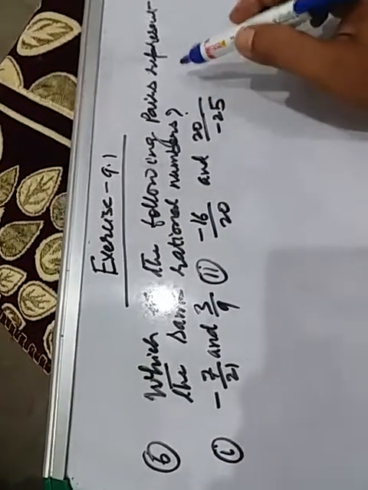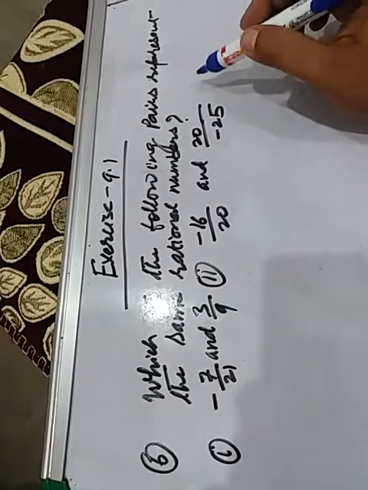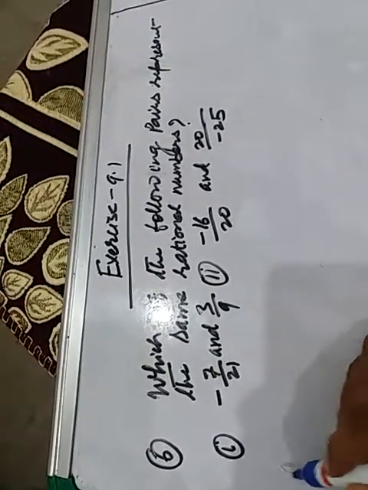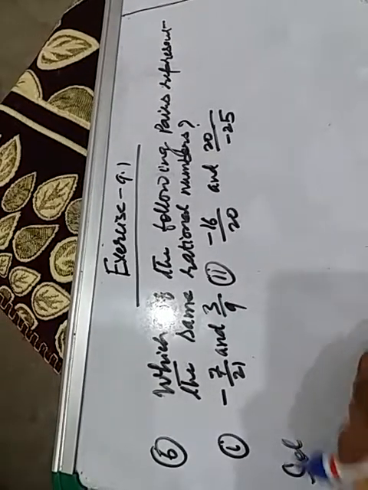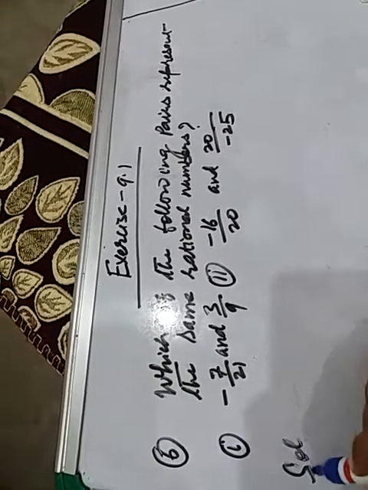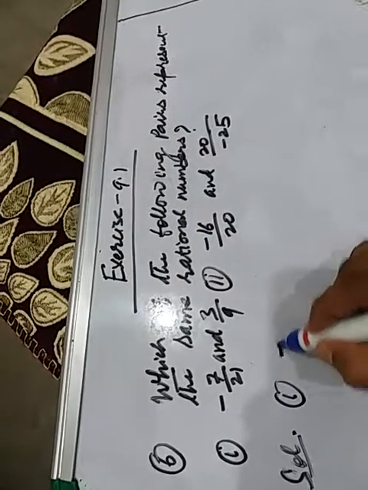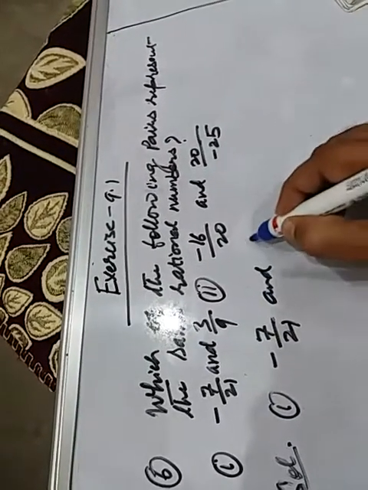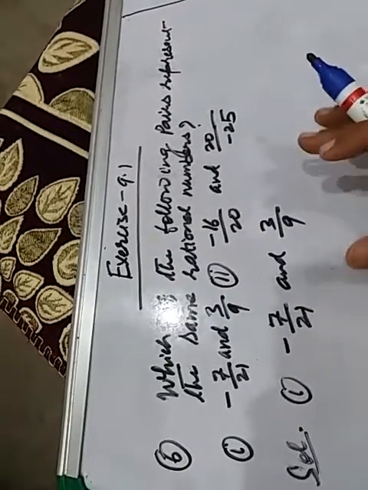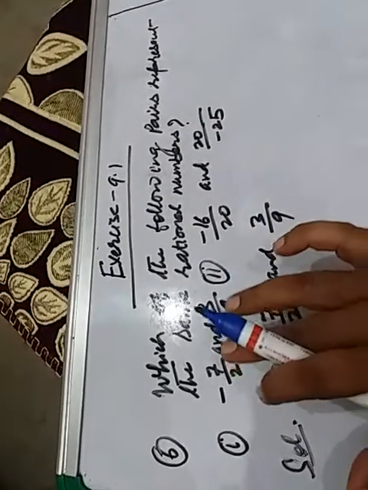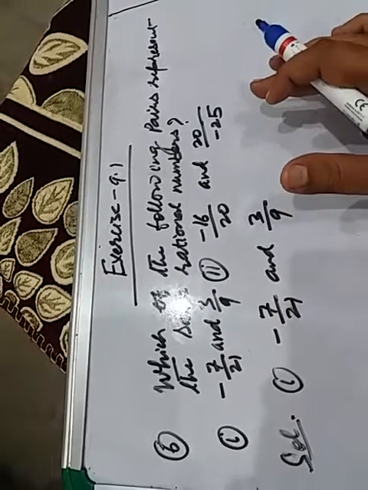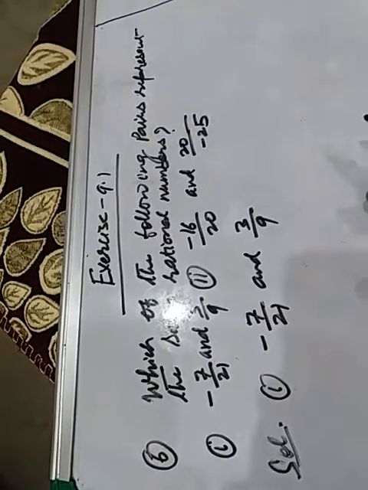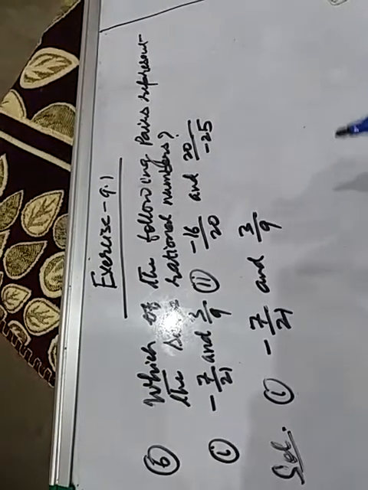Let us resume exercise 9.1, question number 6. Which of the following pairs represent the same rational numbers? Let us see question number 1 and 2. Start solution. Part 1: minus 7 upon 21 and 3 upon 9. Here, you have to find out which of the following pairs represent the same rational number. Same rational number means equivalent rational number, means whether their values are equal or not.